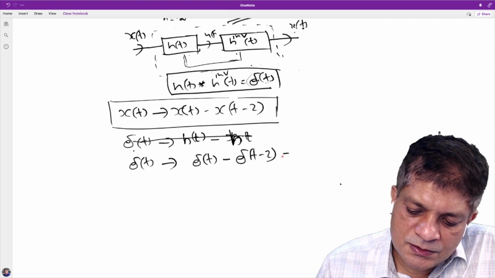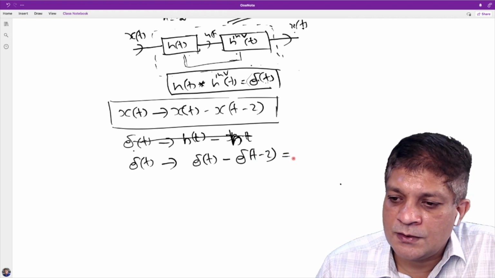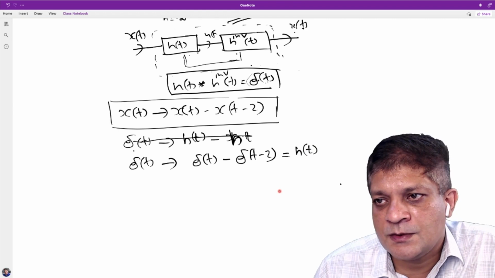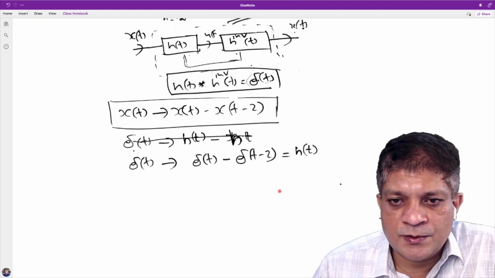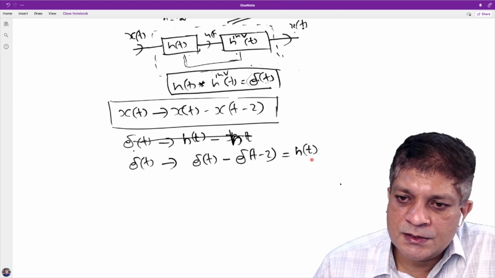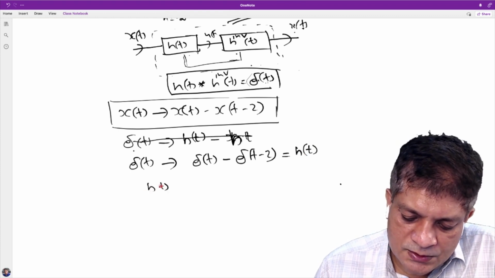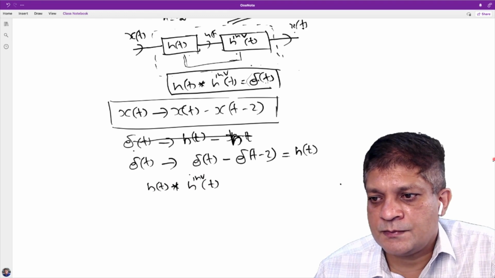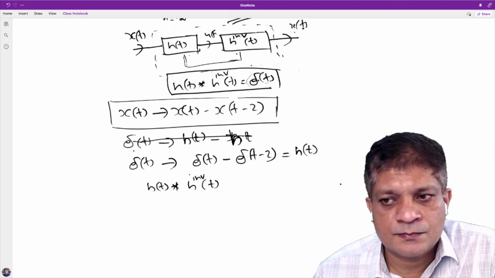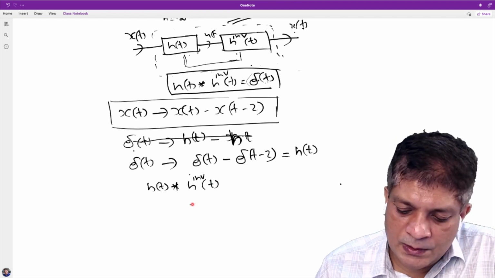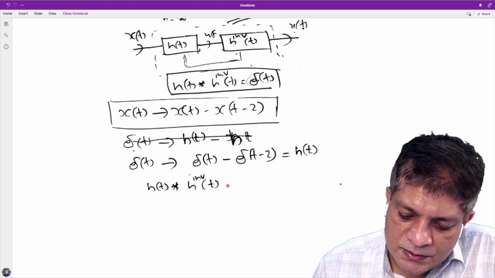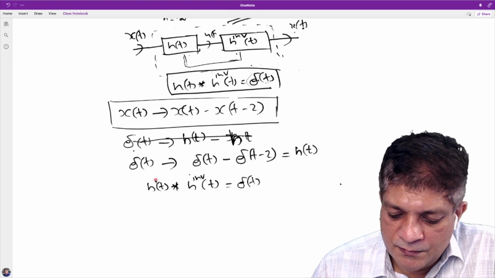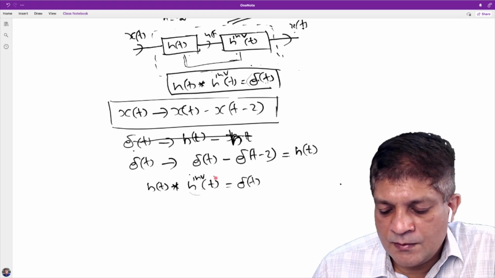Now what is this? This is the impulse response of the system. We denote it by h(t). Now what is the condition for invertibility? The condition for invertibility is that when we convolve this h(t) with the impulse response of the inverse system, we should get delta t. Now we know this h(t). Can we find the inverse?